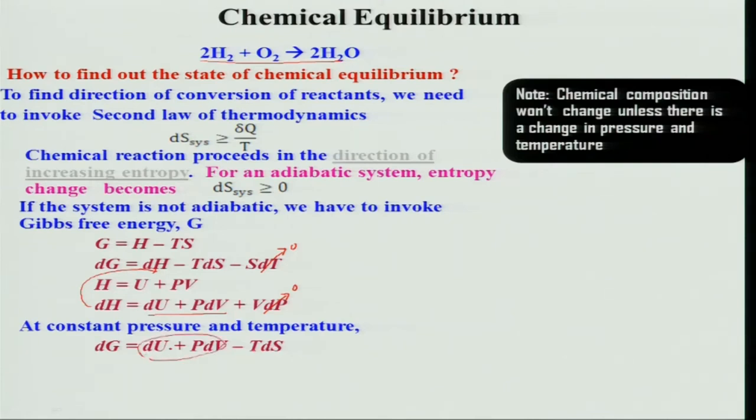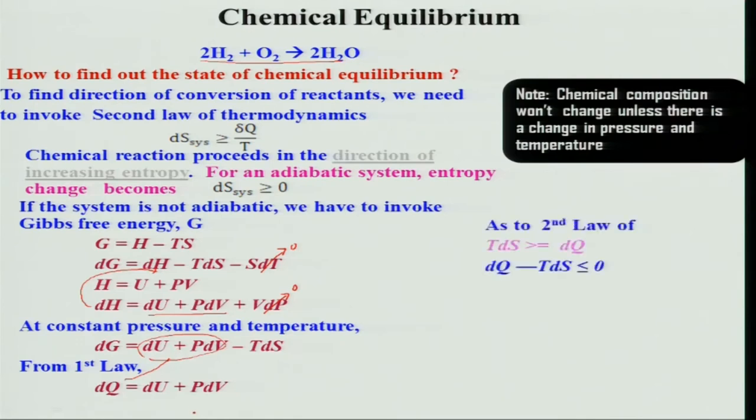If you look at this term, from the first law we know that dQ is equal to dU plus PdV. So, this term is nothing but dQ. I can say that dG is basically dQ minus TdS. According to the second law of thermodynamics, I can write TdS is greater than or equal to dQ, or dQ minus TdS is less than or equal to 0. That means dQ minus TdS will be less than or equal to 0, and that is nothing but dG less than or equal to 0.